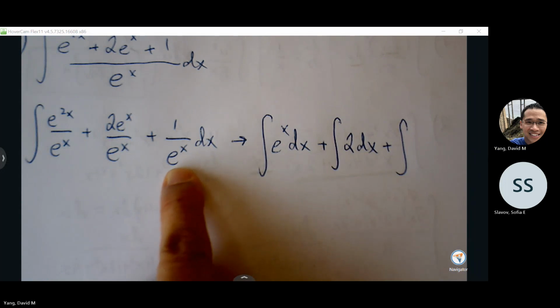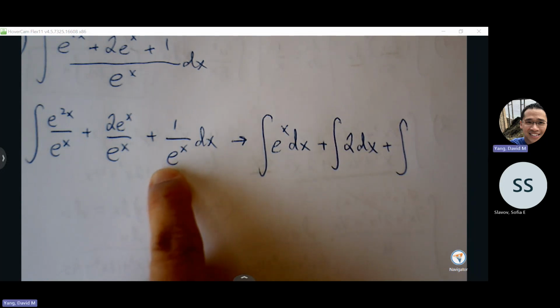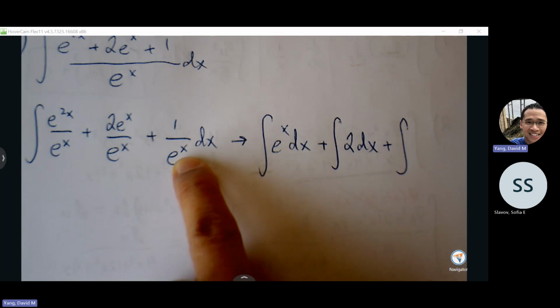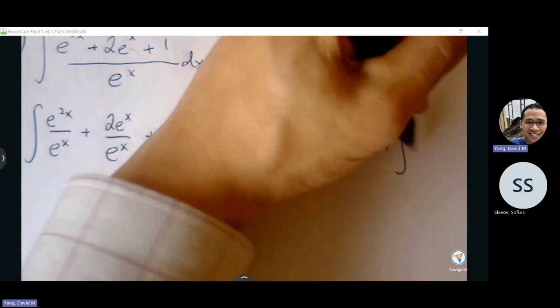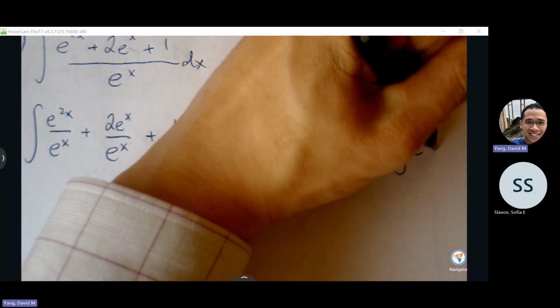Yeah, we know that we have a rule for e to the u, but the e to the u has to be where? In the numerator, right? We don't have an e to the u rule in the denominator, but we have an e to the u rule in the numerator. We bring that e up as e to the negative x.